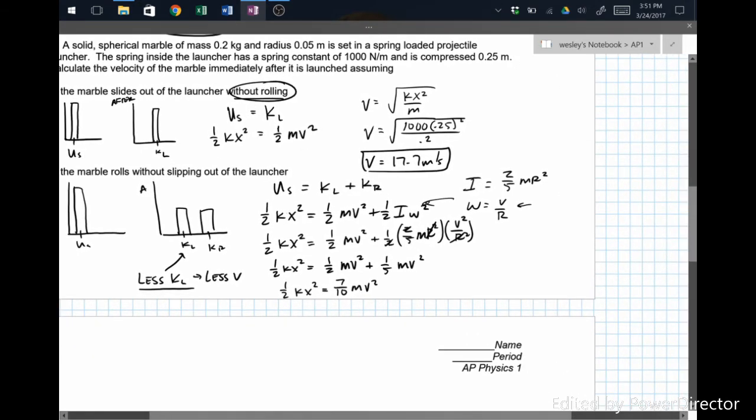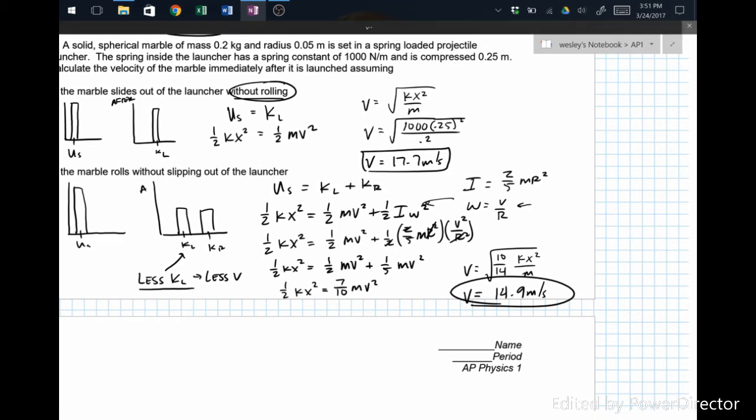We're getting there now. Multiply both sides by 10/7, divide by m, and we get our velocity to be the square root of 10 over 14 times kx squared over m. Plugging in all of our numbers, we end up with 14.9 meters per second.